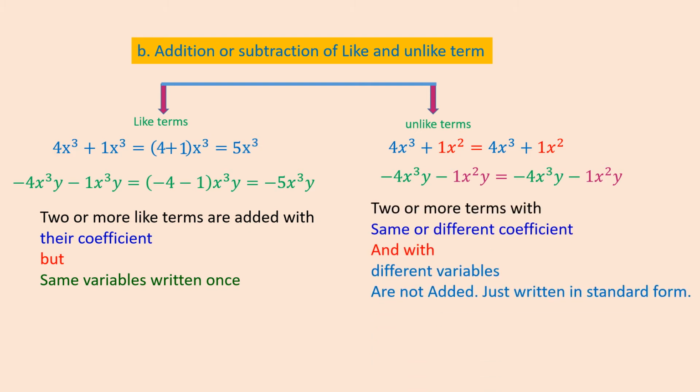So here what we say is that two or more terms with the same or different coefficient and with different variables are not added, just written in standard form with the same sign. I hope the concept of addition and subtraction of like and unlike terms is clear. So let us go to polynomials.